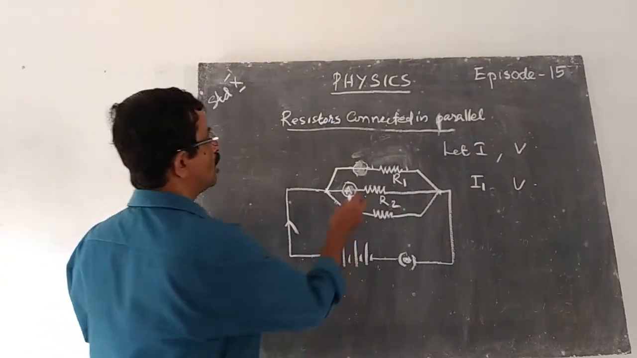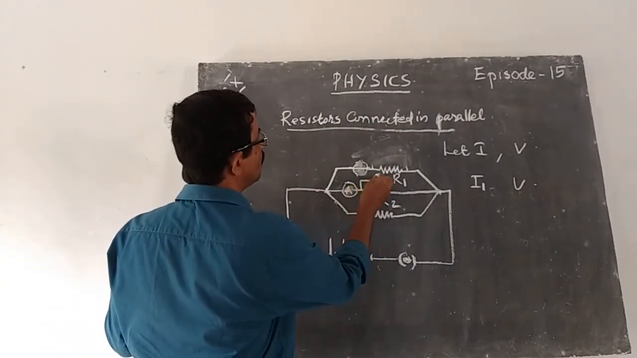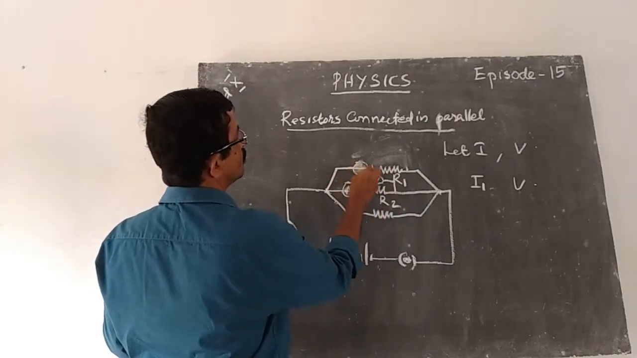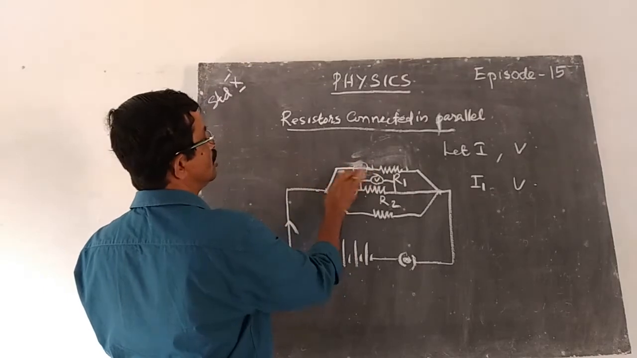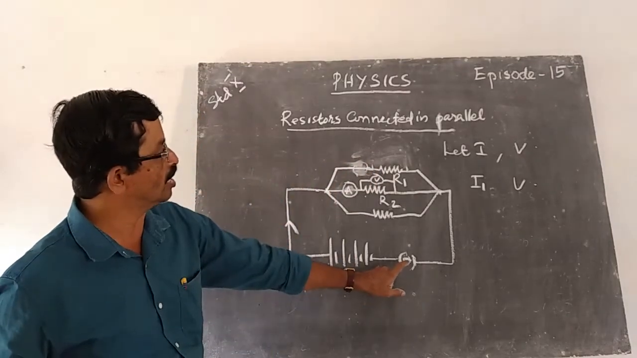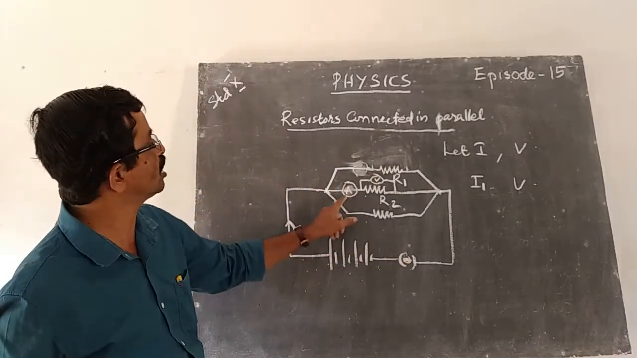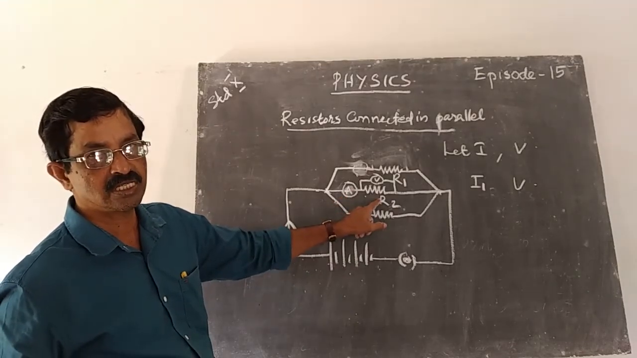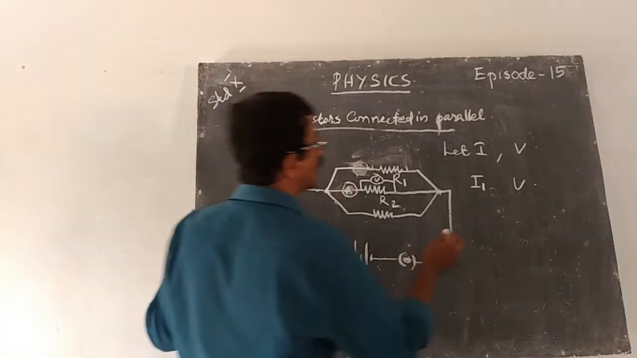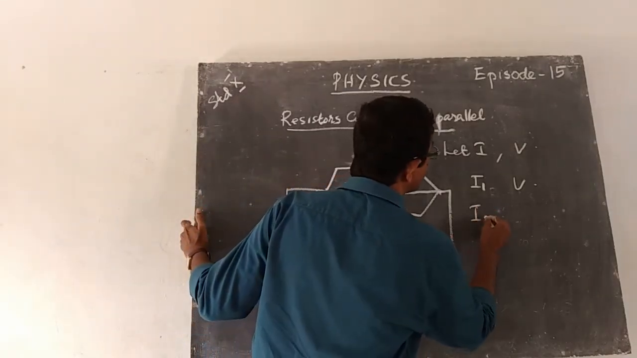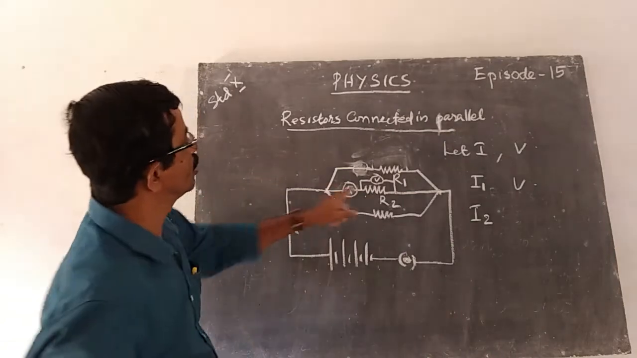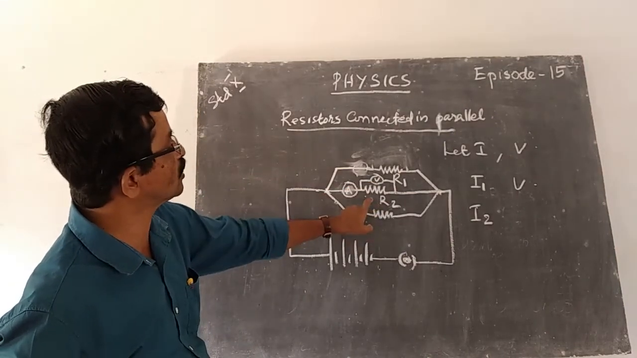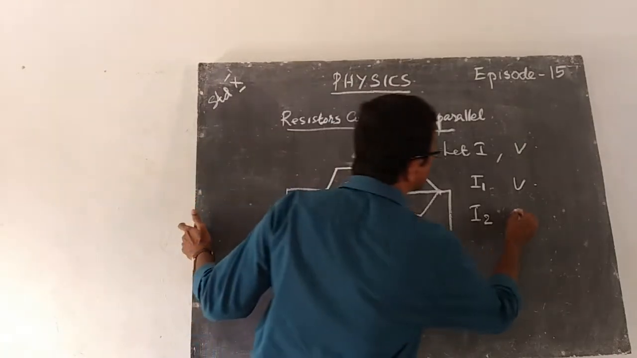Now here, if you connect a voltmeter, this connection is completed. Again switch on and measure current through this resistor R2, that we got as I2. Then you observe the potential difference across this R2, that again shows V.